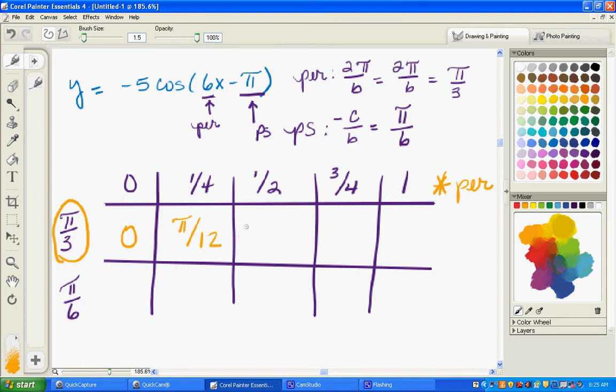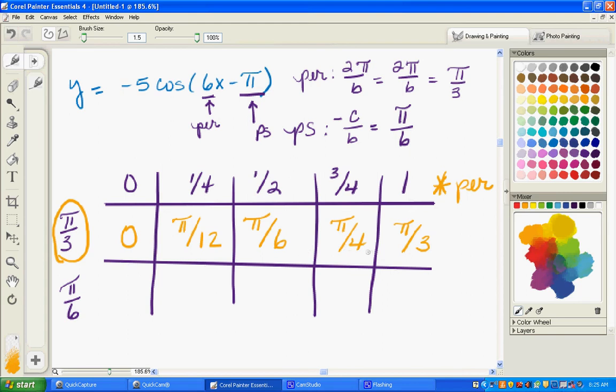Okay? Same thing with 1/2 times pi over 3 should be pi over 6. 3/4 times pi over 3 will be pi over 4. And 1 times pi over 3 will be pi over 3. So pause the video, double check my numbers. I want you to be able to do this on your own.